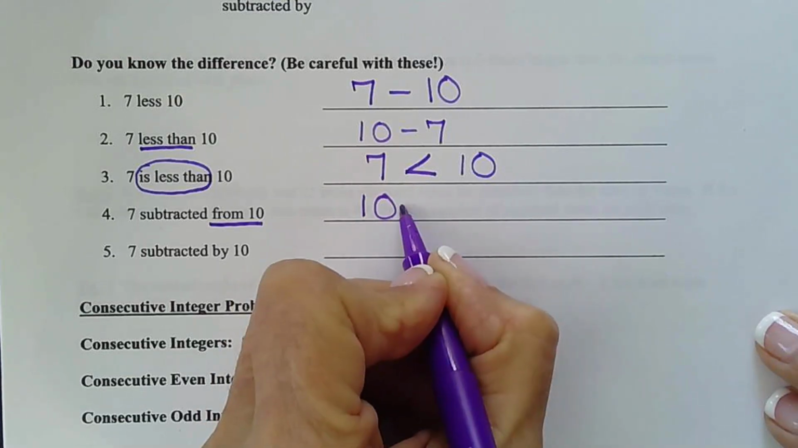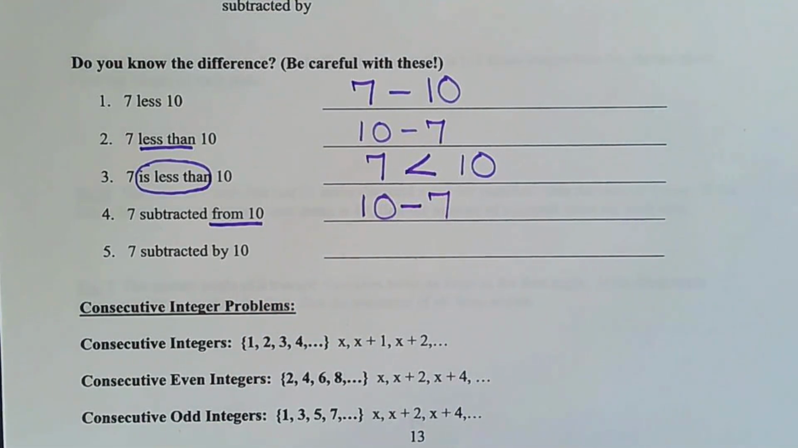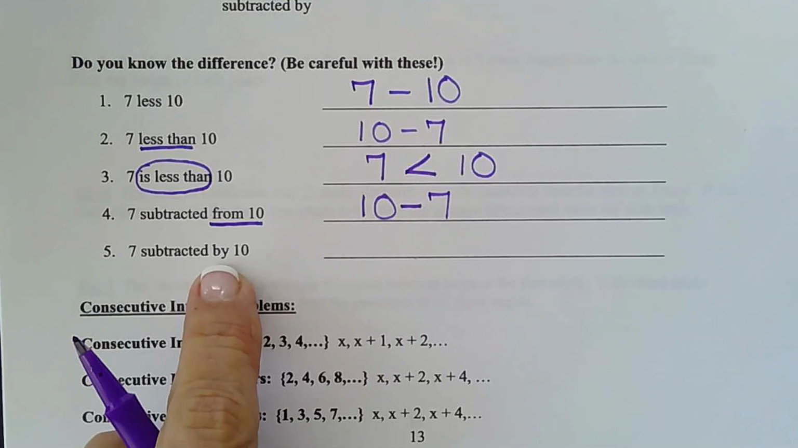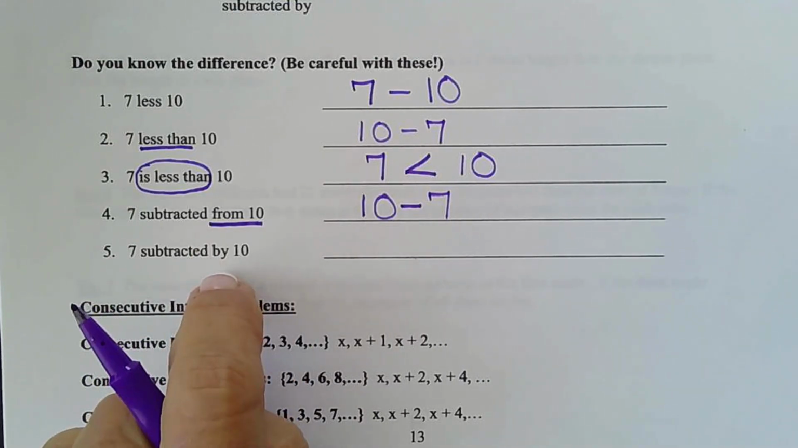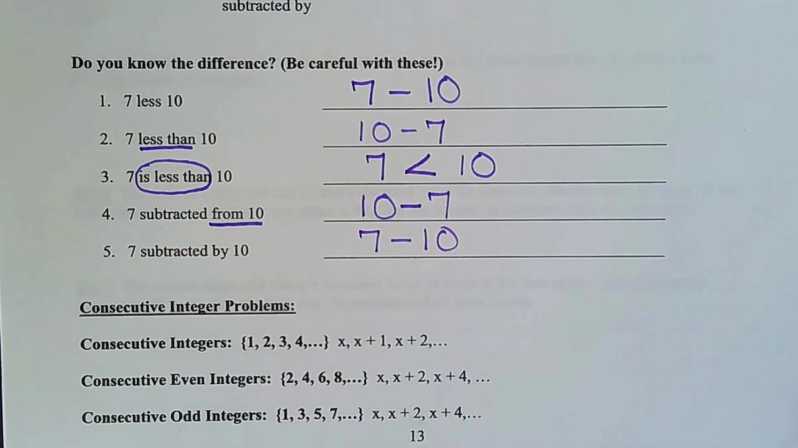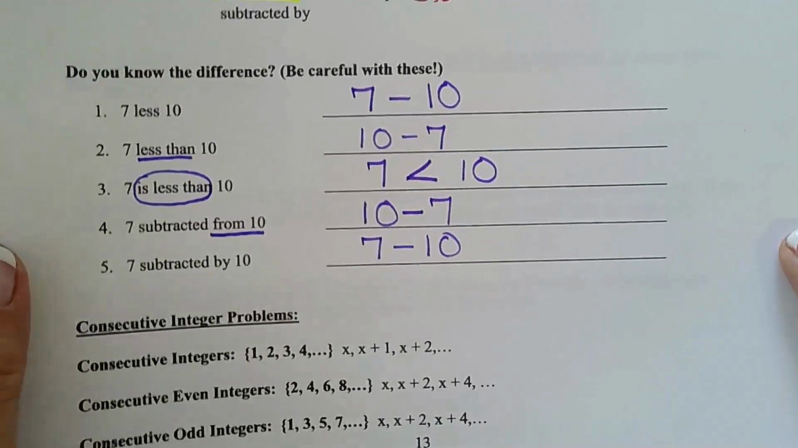7 is subtracted from 10. So these two are the same. 7 subtracted by 10. So look how one word was interchanged, and now it means this. 7 subtracted by 10. So you have to be really, really careful with these. One little teeny word and you can have it wrong if you miss it. So great ones to study right there, because that's kind of all of our stuff in a nutshell from the translations. Not everything, but really good ones to study.